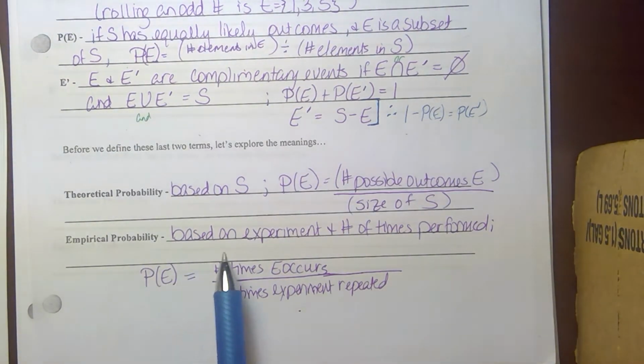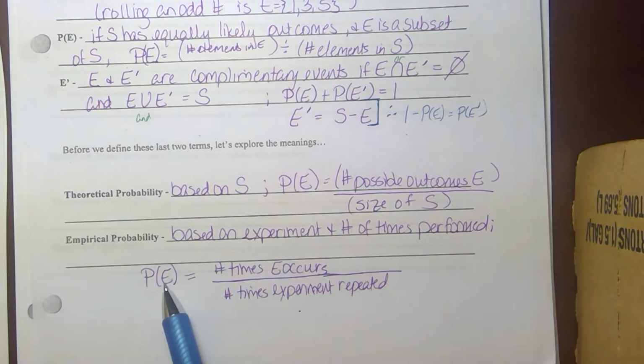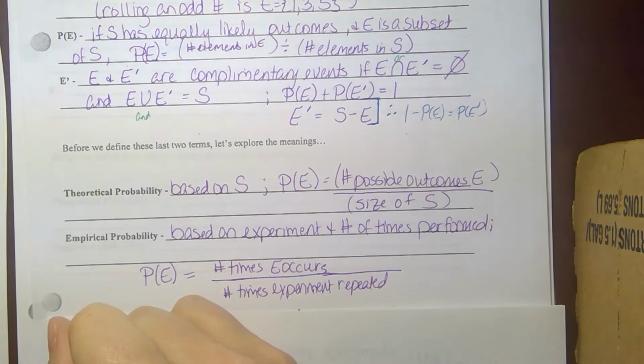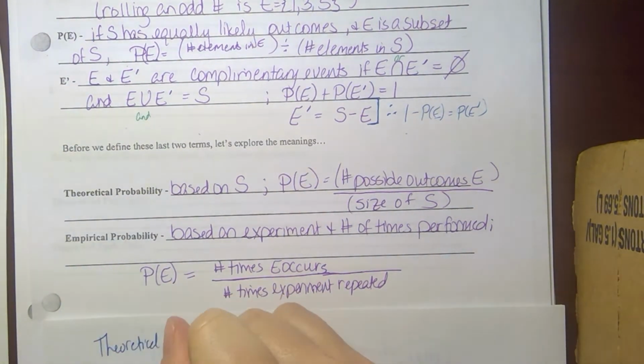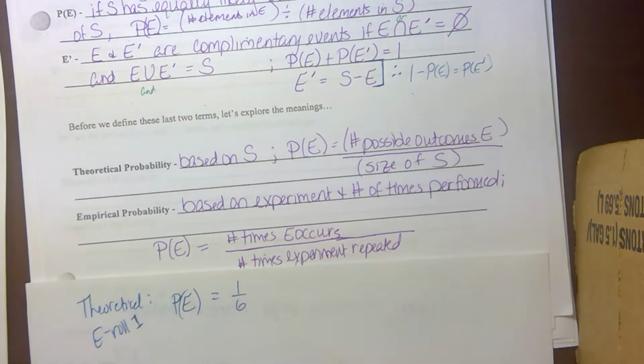Empirical or experimental probability is based on the experiment and the number of times you do it. To find the empirical probability, I take the number of times my event occurs divided by the number of times I did the experiment. So let's say my event is roll a 1, fair die, rolling a 1. That's my event. The theoretical probability of that is 1 out of 6 because there's 1 on my die that has 6 sides. There are 6 different outcomes in the sample space.